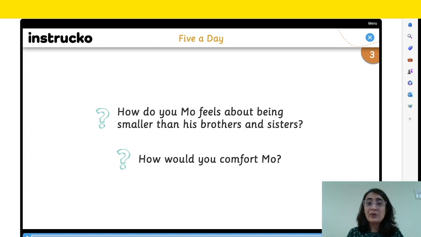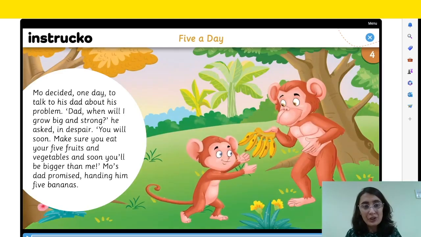Right. We have to tell Mo that everyone is different and everyone looks different. So even if he is small, he should not feel bad about it because maybe one day he will grow big. And even if he does not grow big, so what? He will be special in some other way, right? So, Mo does not need to feel bad because everyone does not look the same. Everyone looks different, right?